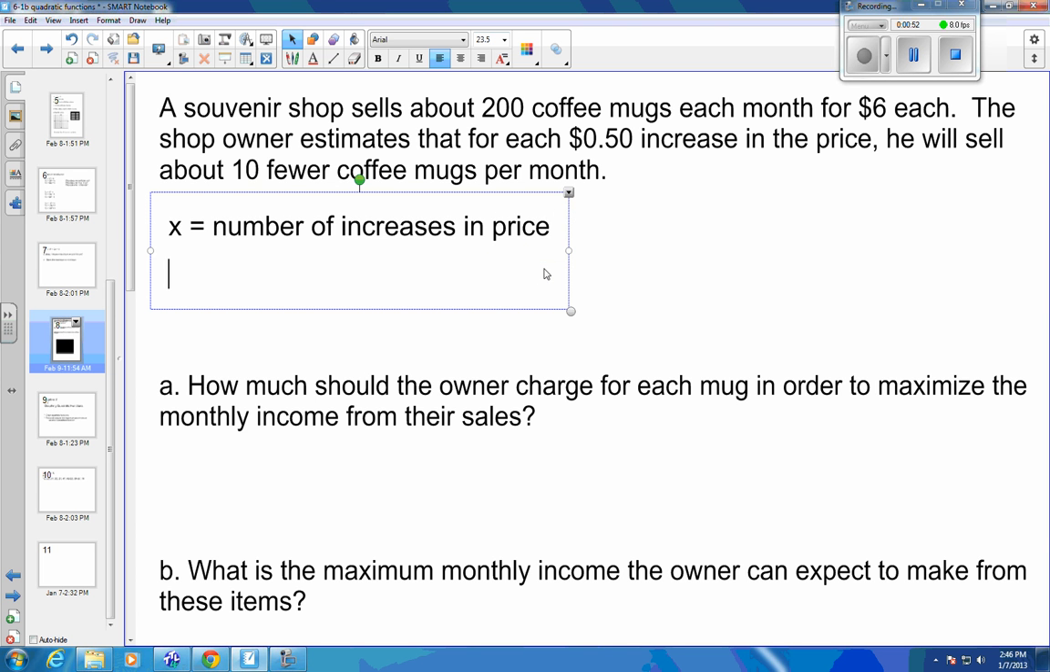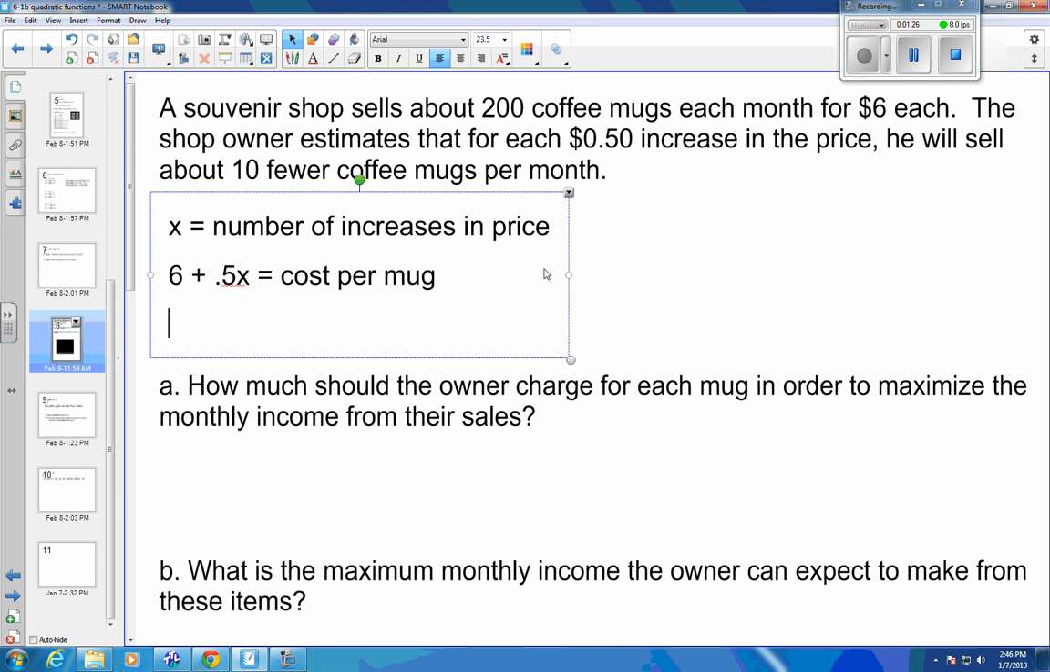Okay, so once we know that, we want to figure out what else we can tell from the given situation. Well, we know it's going to be $6 to start with on the price, and then we're going to increase 50 cents each time. So that means we're going to have $6 plus a 0.5x increase, x being the number of times, so you'd multiply 0.5 times x to get the cost per mug.